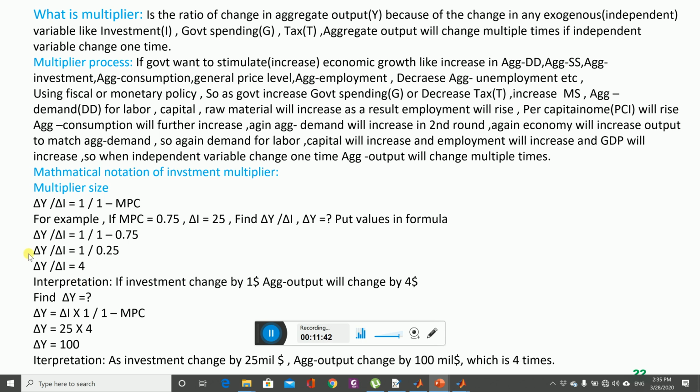Now the interpretation of this statement. If investment changes by $1, aggregate output will change by $4. It means if the government of Afghanistan increases investment by $1, the GDP of Afghanistan as a result will change 4 times, by $4. So this was the investment multiplier size that we calculated. The second part of the question is: compute the change in Y, when the government increases investment by $25 million, how much GDP will change. Again we are using this formula. From this formulation of the multiplier size, we can find the change in Y. How? We will multiply both sides of this equation by delta I.